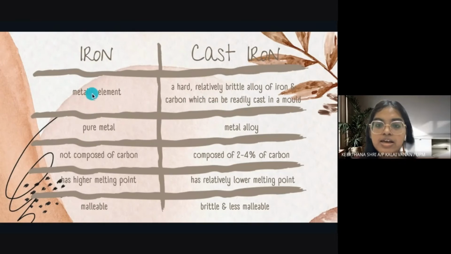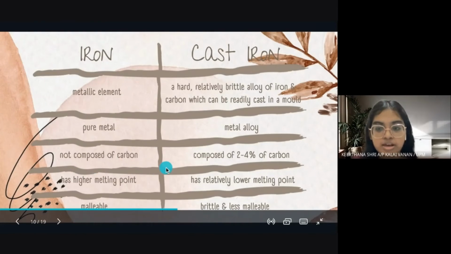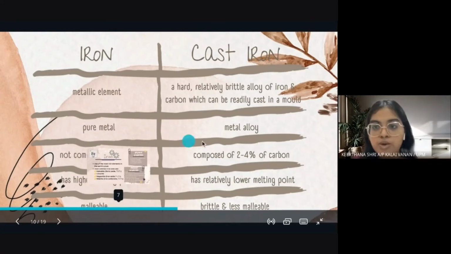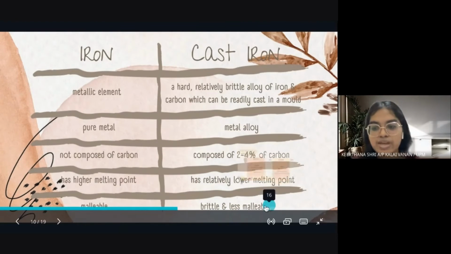Pure iron is a pure metal, while cast iron is a metal alloy. Iron is not composed of any carbon, while cast iron is composed of 2 to 4% of carbon. Iron has a higher melting point than cast iron, and iron is malleable while cast iron is brittle and less malleable.